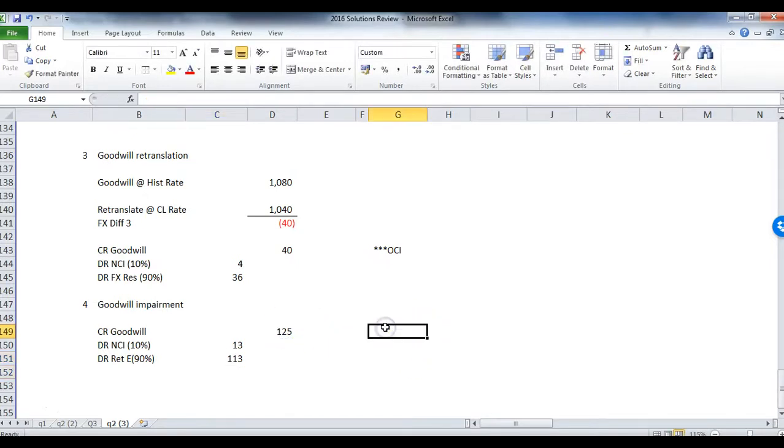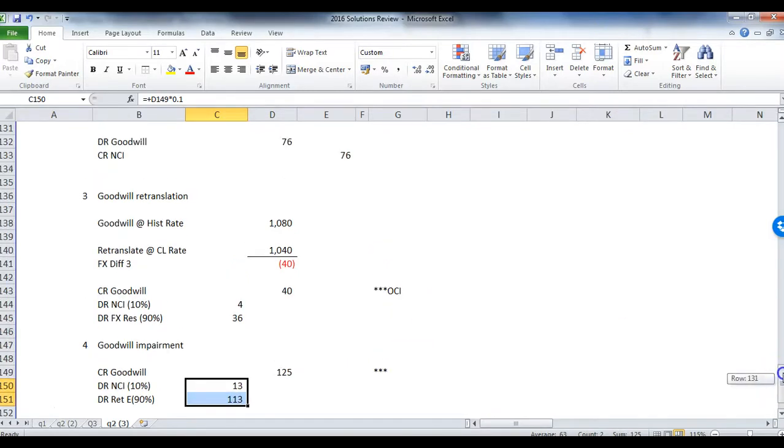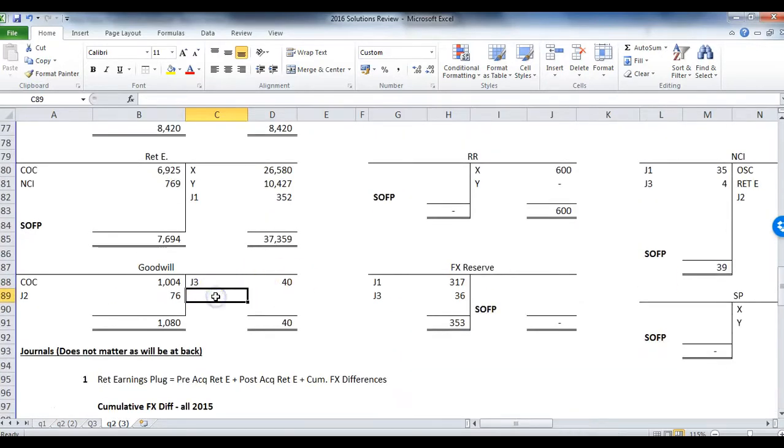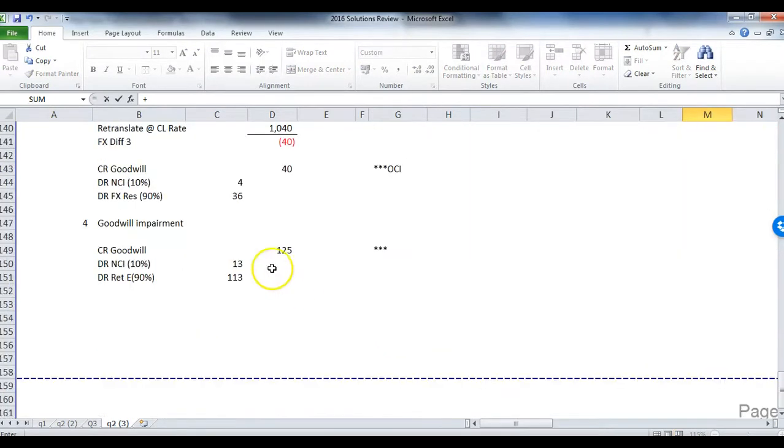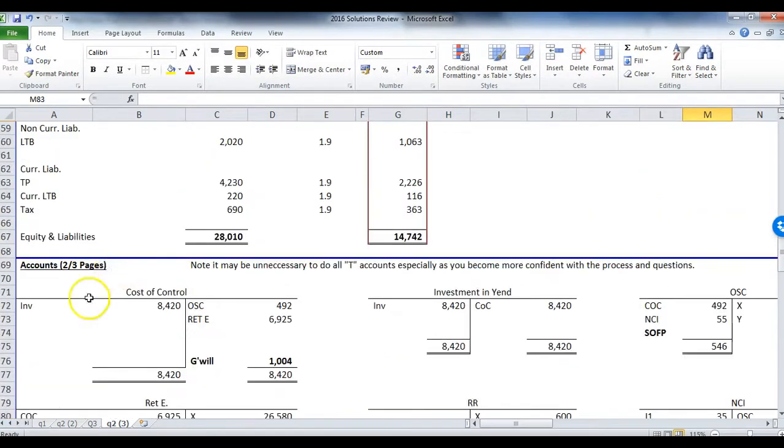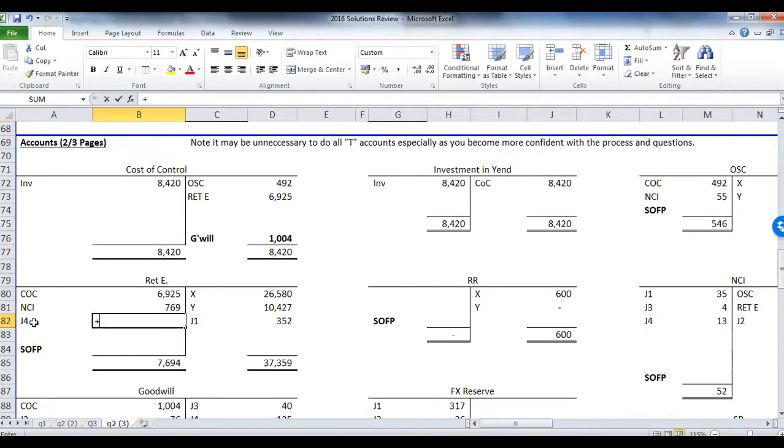And remember, this is a SOCI element. It goes into the P&L, not the OCI, because it is a current year item. And again, we put in the full amount, because when we get to the very end, it will be split 10/90 when we do the attributable to parent and attributable to the NCI. So now we just slot in that credit goodwill 125, Journal 4, NCI, Journal 4 gets 13, and retained earnings, Journal 4 gets 113.